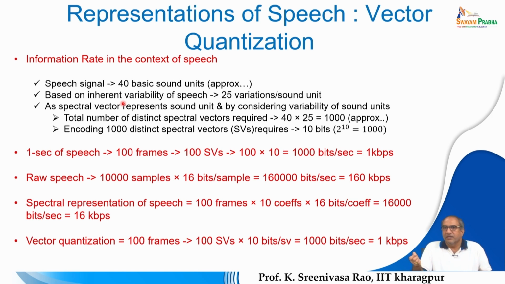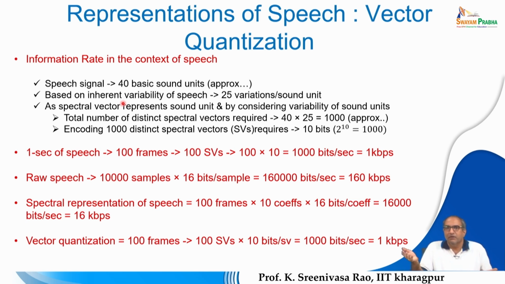We know that in a speech signal, each spectral vector corresponds to one of the sound units. So each spectral vector can be represented by one of the sound units, and the sound unit can be represented by 5 to 6 bits. The speech signal can be split into 100 frames per second, so there are 100 spectral vectors per second, and each spectral vector is represented by 5 to 6 bits.